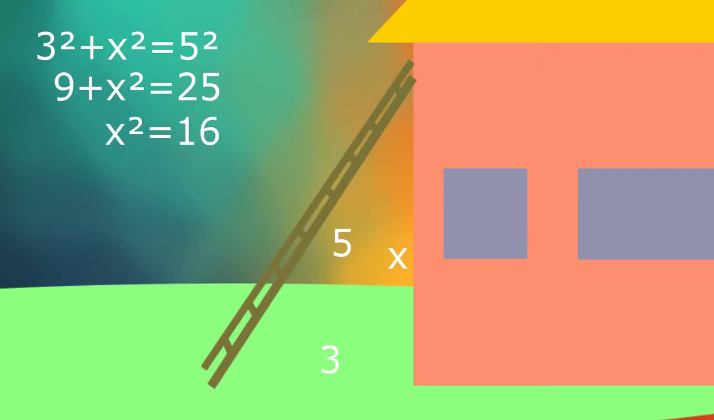To get rid of x squared, we need to find the square root of x squared and 16. And the square root of x squared is x. And the square root of 16 is 4, because 4 times 4 is 16. So x equals 4. That means that you would fall 4 meters.